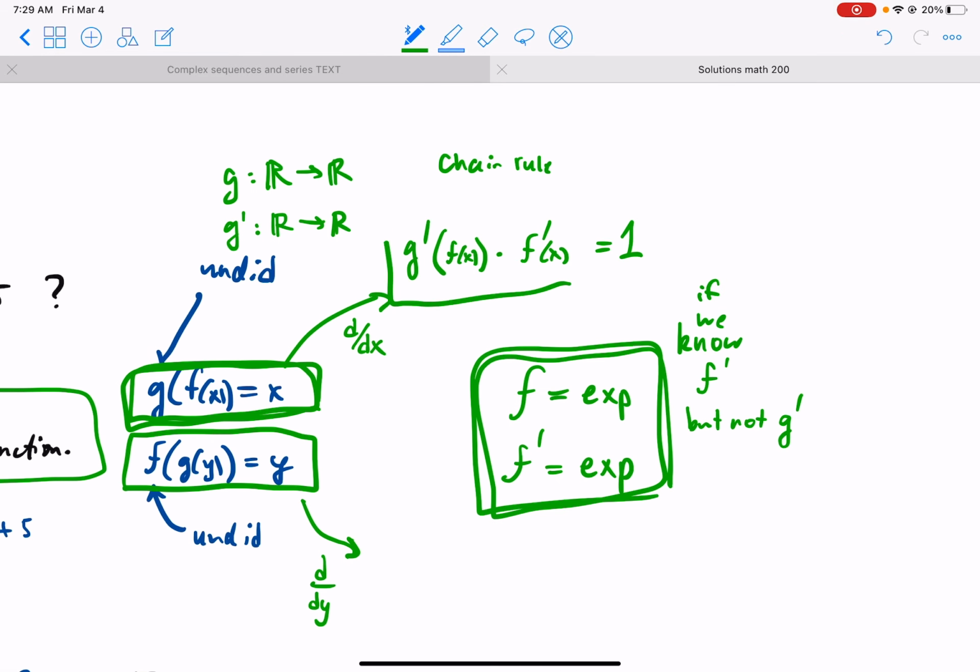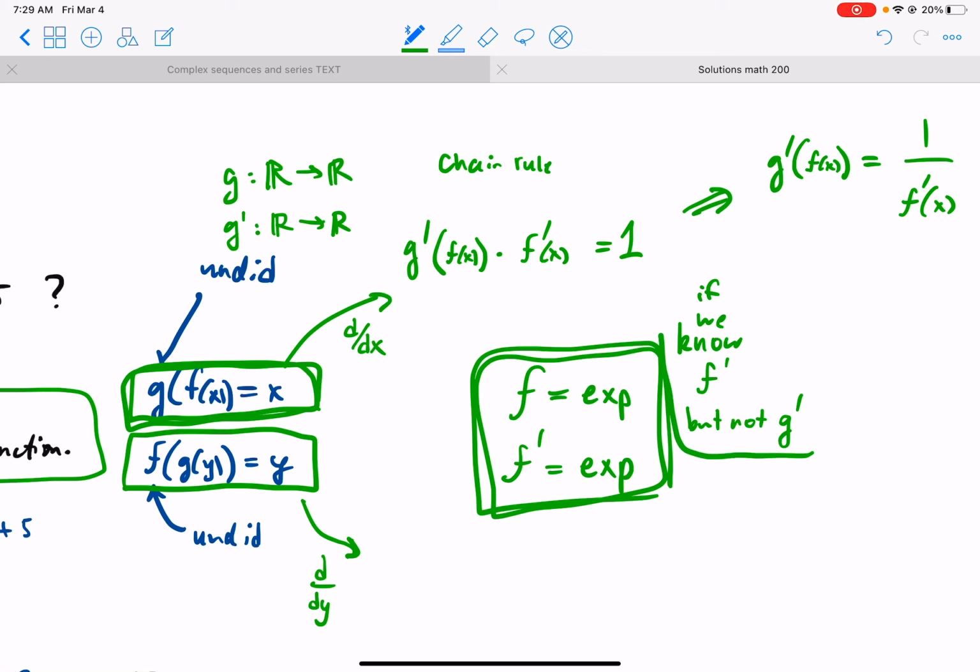Well, then we can look here and say, oh, let's solve for g prime. So g prime at f of x, well, what's f of x? f of x is y. Okay, well, I'll just write it for now. g prime of f of x equals 1 over f prime of x. Now, if we know f prime, this is looking good, because all we need to do is divide by f prime, and we might get g prime. And in fact, that's what happens.